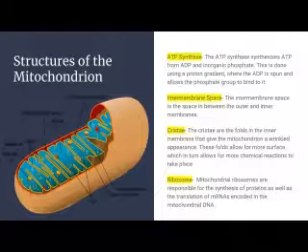ATP synthase synthesizes ATP from ADP and inorganic phosphate. This is done using a proton gradient, where the ADP is spun and allows the phosphate group to bind to it, through a process called phosphorylation.